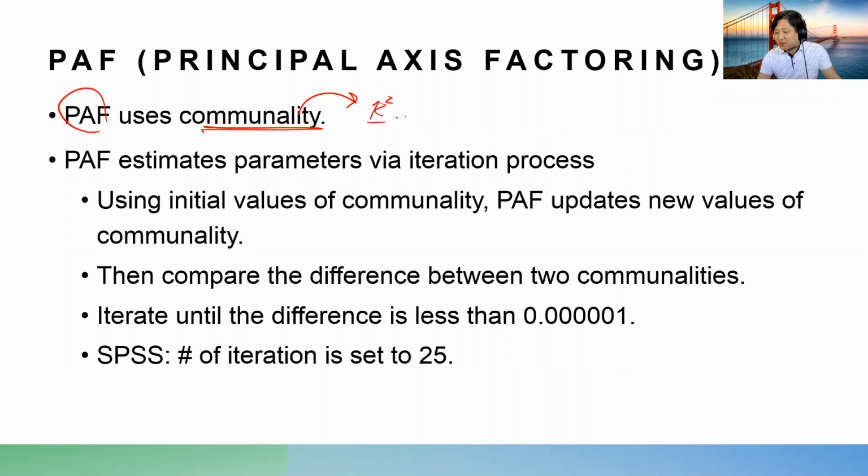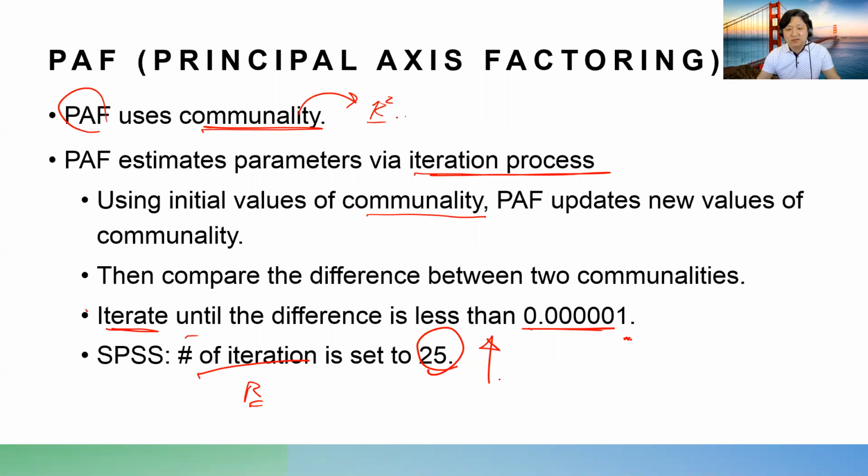PAF estimates parameters via an iterative process. We use the initial value of a commonality, then PAF updates to a new commonality, compares the difference between these two commonalities, updates it, compares, updates, compares, and this iteration stops when the difference is less than 0.00001. This is the default. In SPSS the number of iterations is set to 25, and I think R is also 25. If you have a non-convergence issue, you need to increase the iteration process.